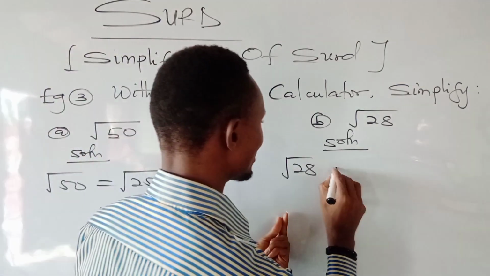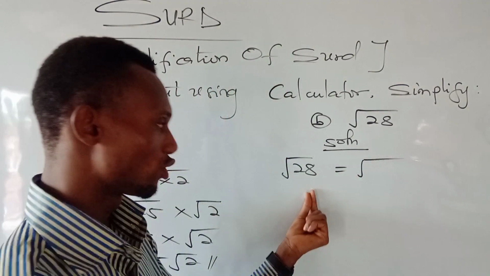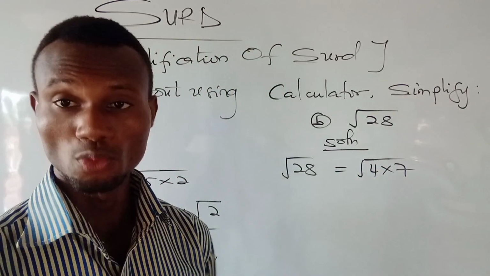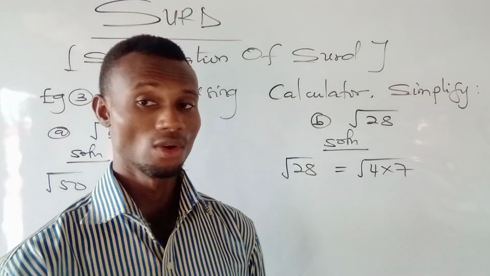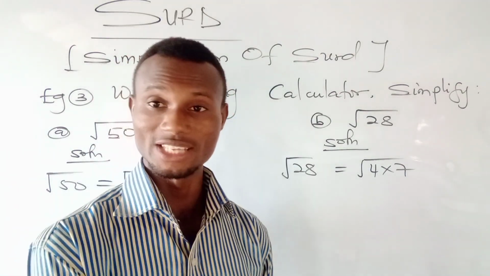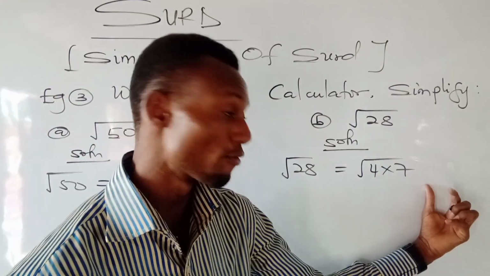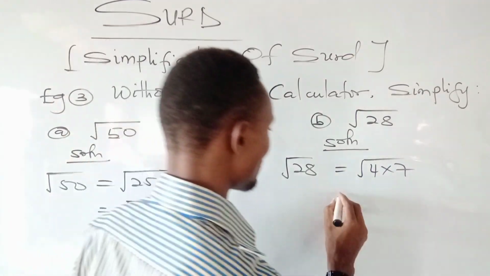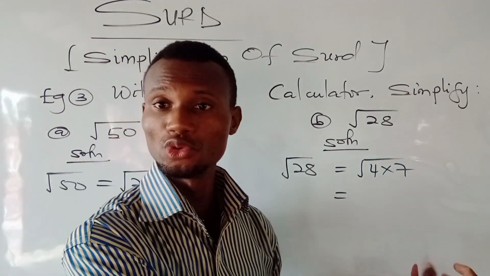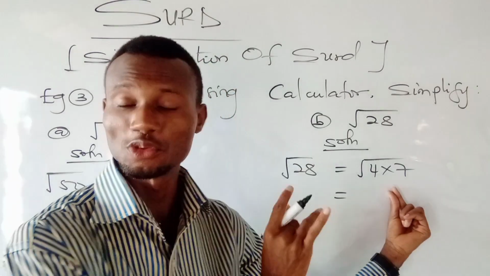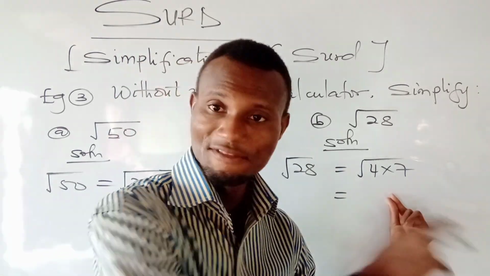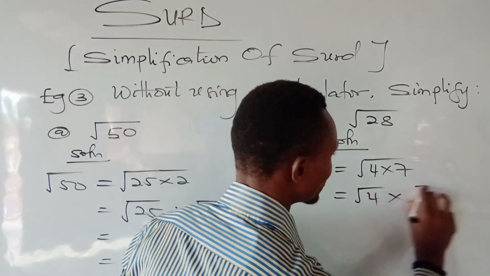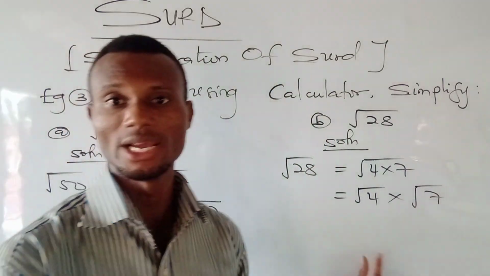So we'll write the root of 28 to be equal to the root of 4 times 7. When you write 7 times 4, it is the same thing. I've explained that multiplication is commutative. So if you bring the 7 first and the 4 last, it's still the same thing, it doesn't change anything. So let's go ahead and simplify. I said that the square root affects everything here. So the square root sign will affect the 4 and also the 7. So it's going to be root 4 times root 7. I hope you agree with me up to this point.